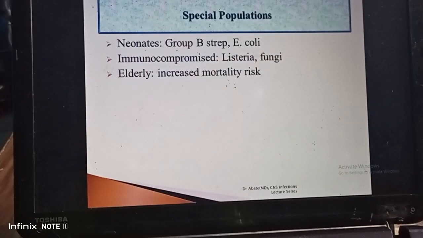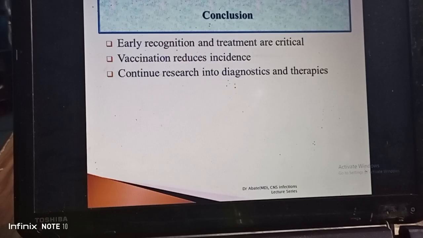Regarding special populations, in neonates meningitis is usually caused by group B Streptococcus and E. coli. In immunocompromised individuals, Listeria and fungal infections are possible, and in the elderly, the mortality is increased. In the elderly, there is a high risk of mortality from meningitis. So these are the special populations which need special consideration when you start evaluating the possibility of meningitis in this group of population.